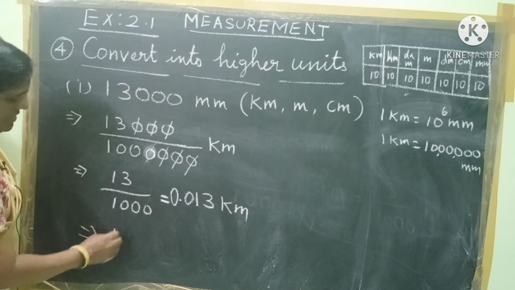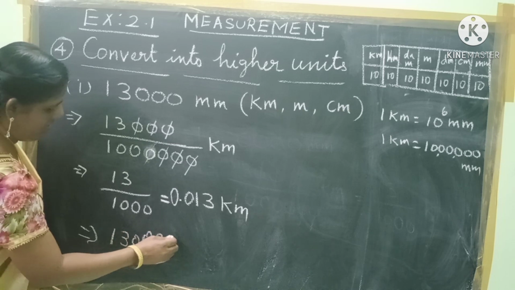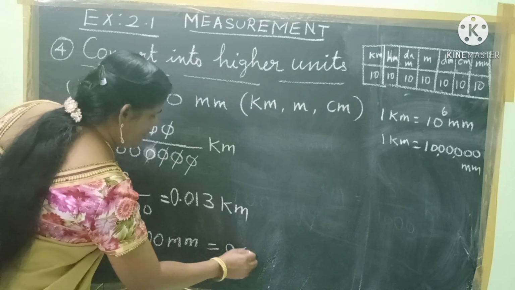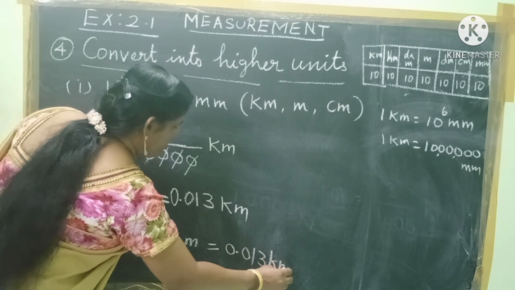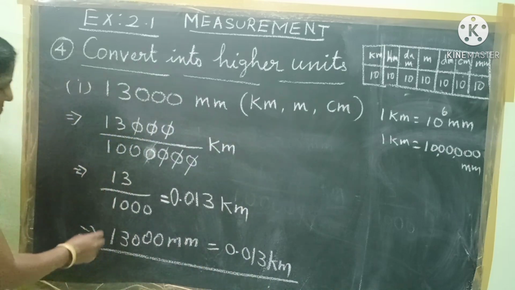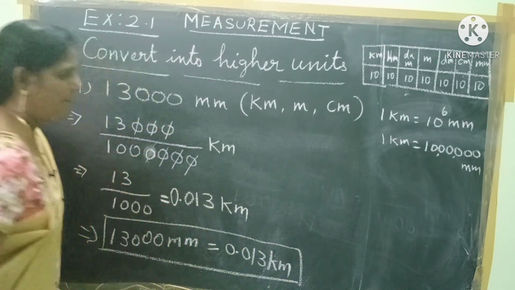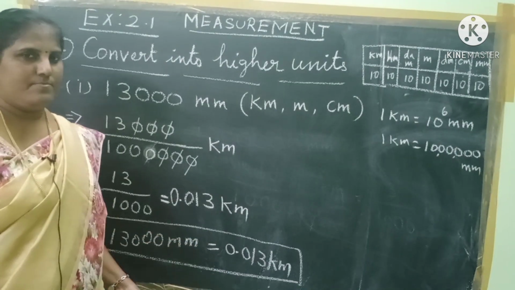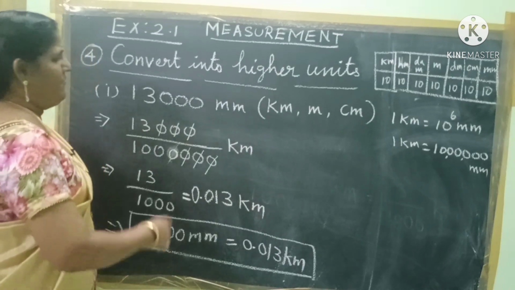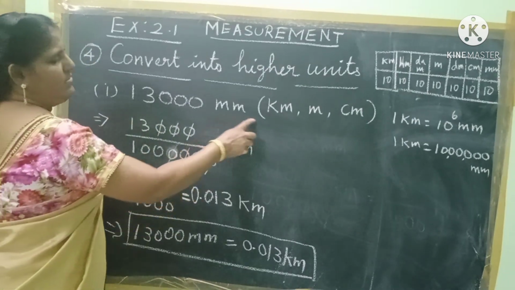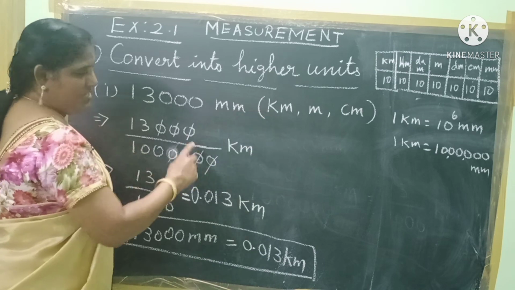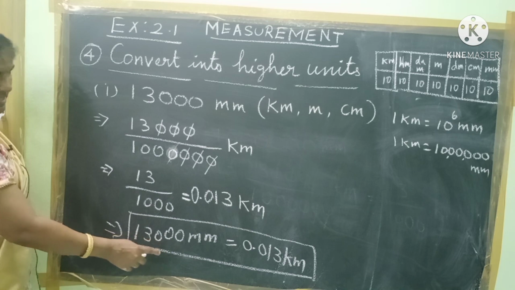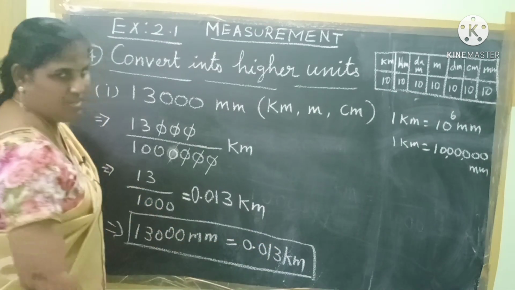Therefore 13,000 millimeter is equal to how many kilometer? 0.013 kilometer. That is the answer. See children, I think all understand this. Now the first one: I already told you we need to convert millimeter to kilometer. This is over. The first one we found, 13,000 millimeter is 0.013 kilometer.